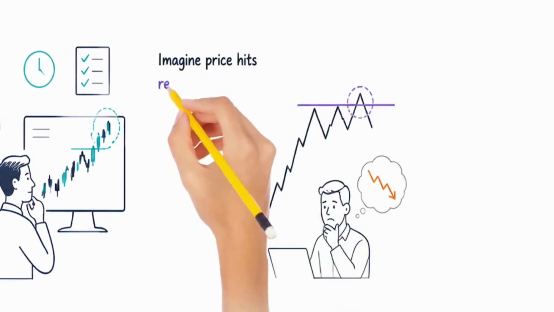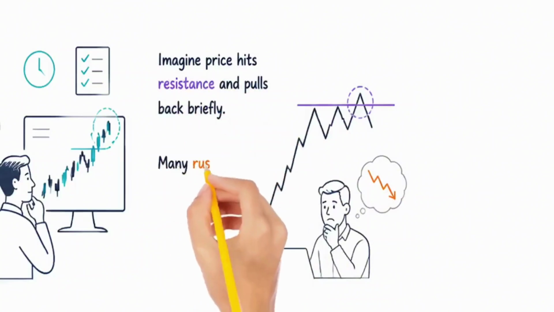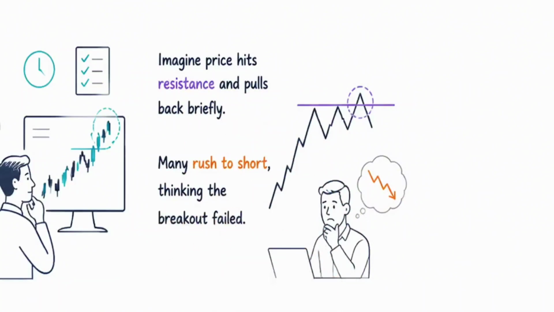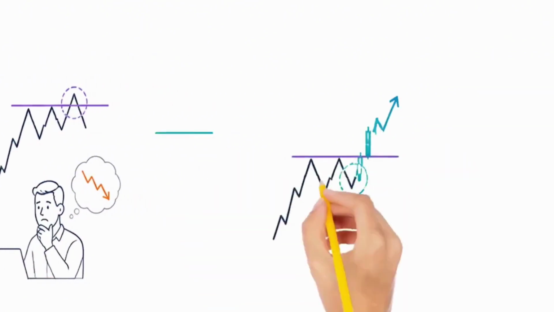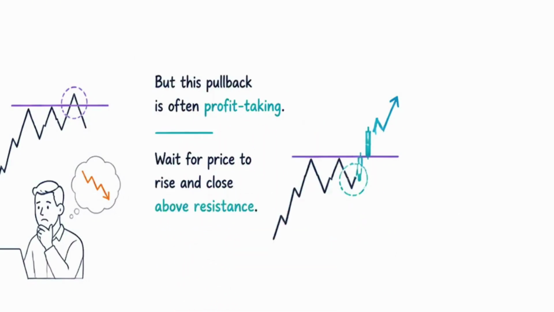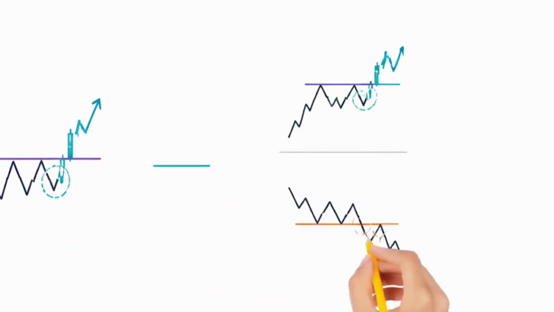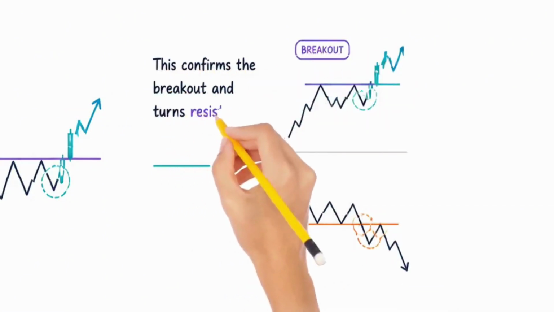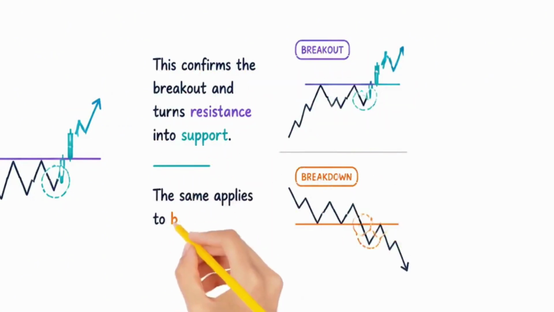Imagine price hits resistance and pulls back briefly. Many rush to short, thinking the breakout failed. But this pullback is often profit-taking. Wait for price to rise and close above resistance. This confirms the breakout and turns resistance into support. The same applies to breakdowns.